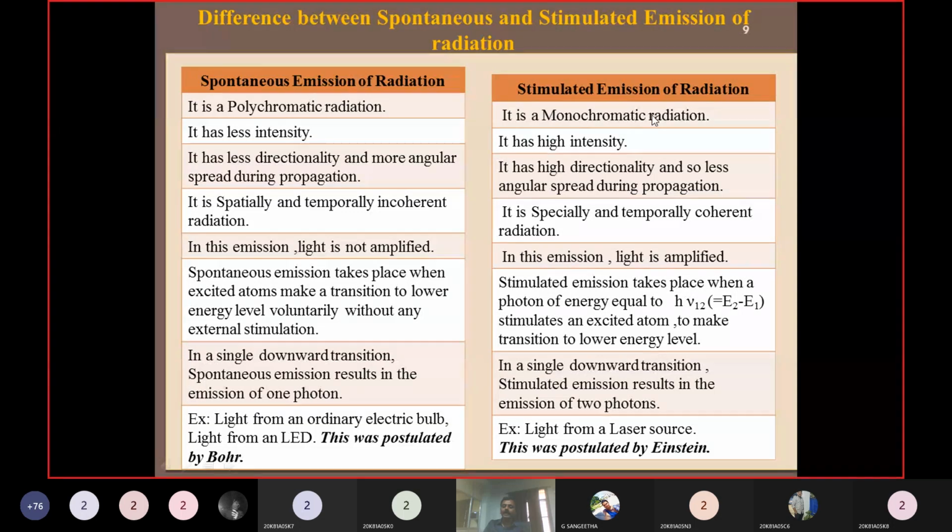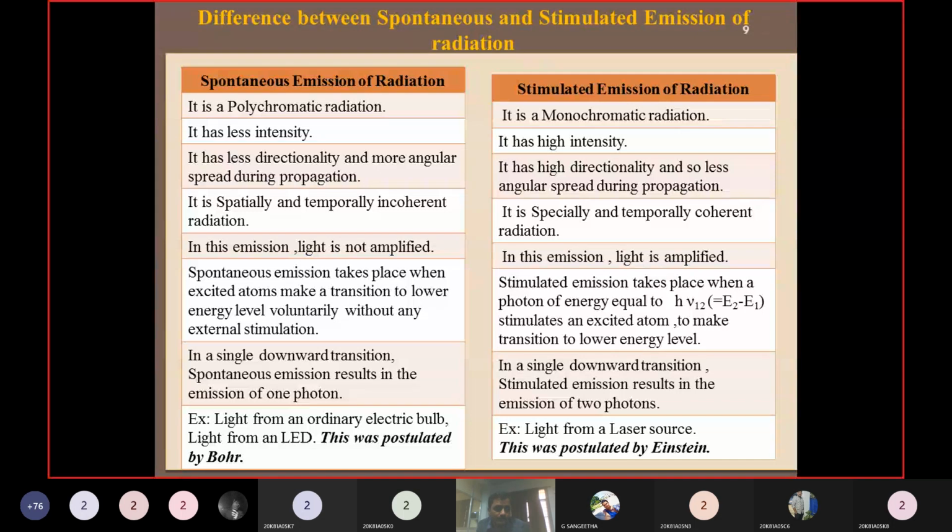But monochromatic radiation means exactly a single color. It emits exactly a single wavelength, so the bandwidth of the wavelength is very small. I will tell you what the bandwidth is after completion of this topic.